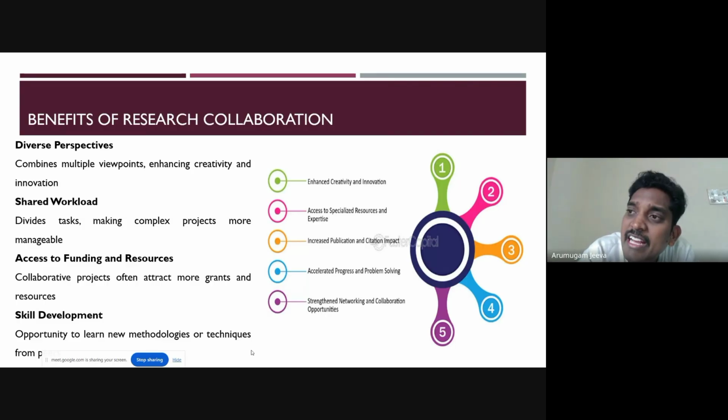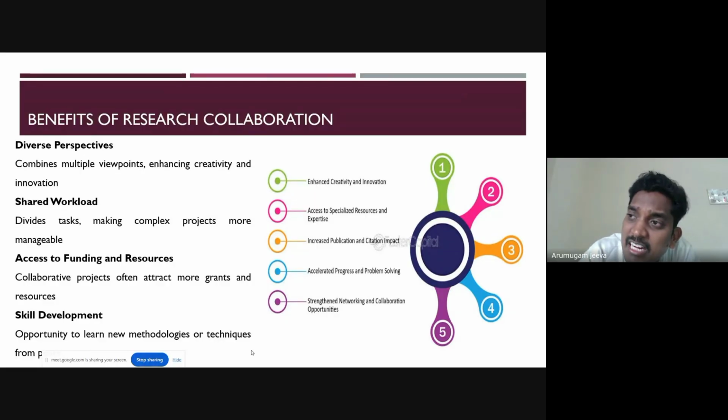If you are taking a problem statement which needs a lot of manpower to work on, this research collaboration will share the task, making complex projects more manageable. You can manage, and a very good result can be expected, which is very much useful for effective societal implications. And access to funding and resources. These collaborative projects often attract more grants and resources.